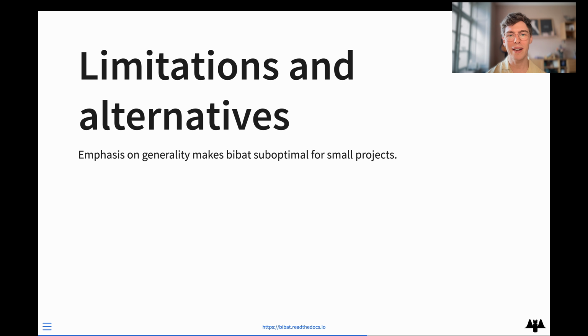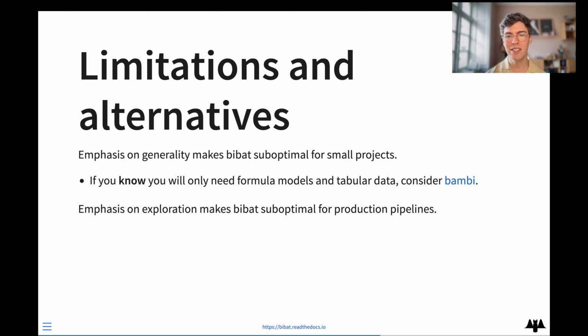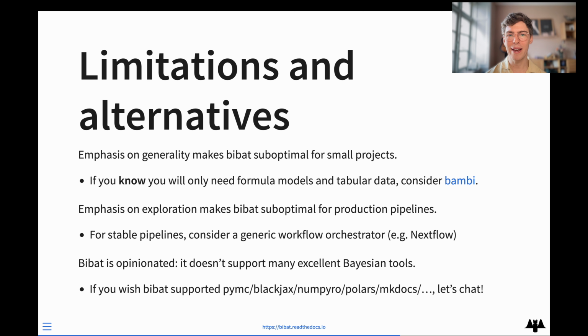So I think Bibat's great, but any project has limitations, and in the case of Bibat, that is the fact that it focuses on generality. If you have very specific needs, then other things will be better, and in this case, particularly, I would consider the package Bambi. It's really great. Then Bibat emphasizes exploration, so if you're doing more exploitation, then it's not optimal. Maybe you should use a generic orchestrator. And Bibat is opinionated. If you'd like it to support your favorite Bayesian tool, then let's chat and we can make it happen.